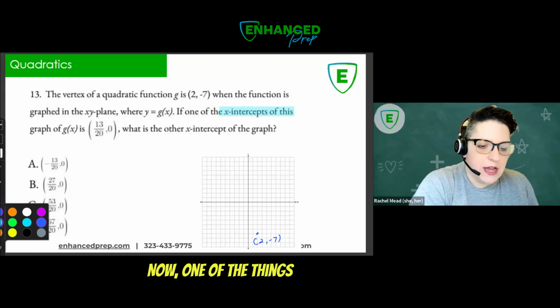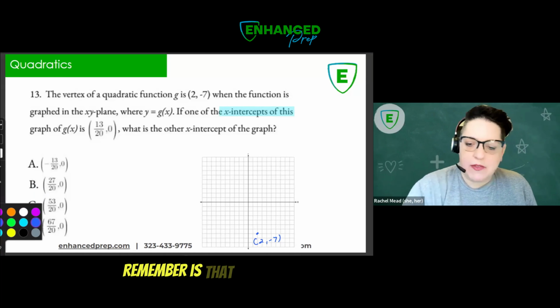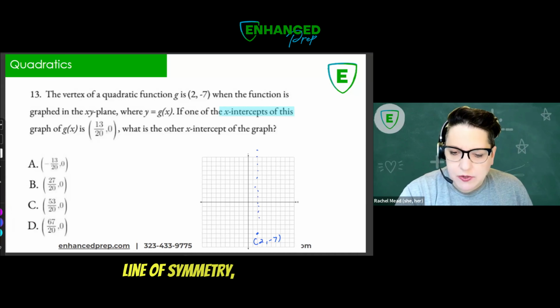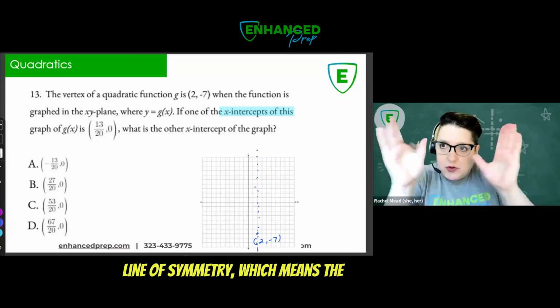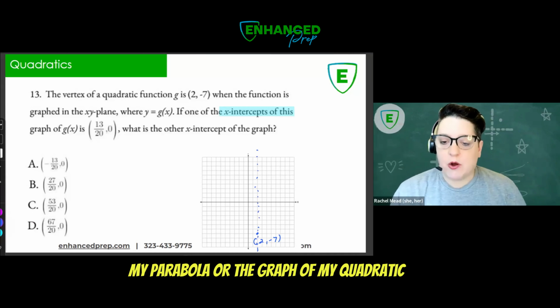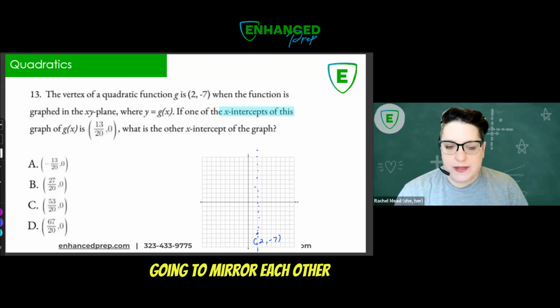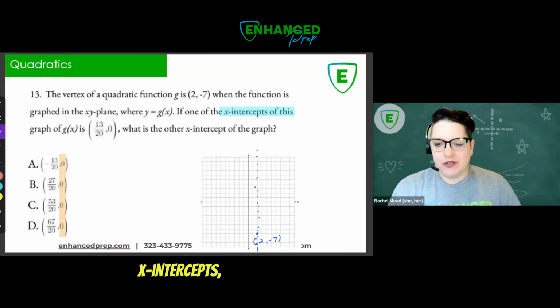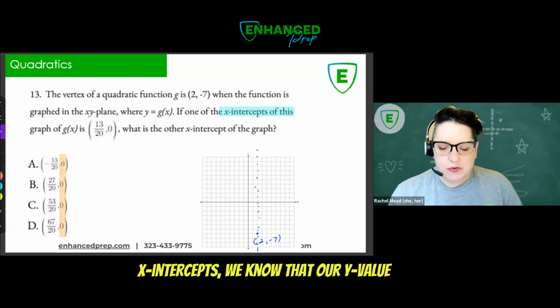Now, one of the things I need students to remember is that the vertex also represents our line of symmetry, which means the two halves of my parabola, or the graph of my quadratic, are going to mirror each other on this line. I also want to point out, because they're x-intercepts, we know that our y value is 0.